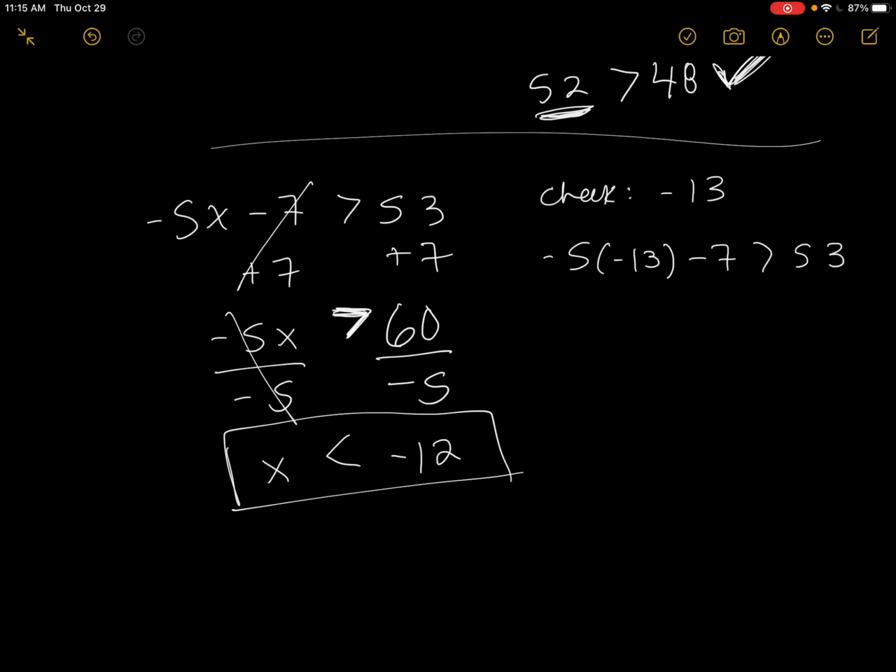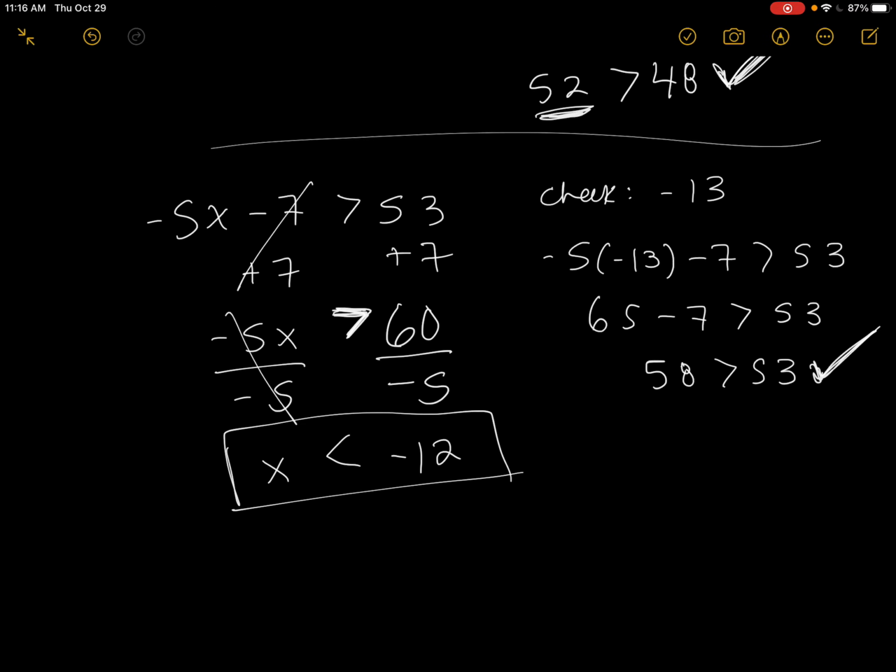So negative 5 times negative 13 is going to be positive. Right. We have 65. 65 minus 7 is 58. Is 58 greater than 53? Yes, it is. That checks out.